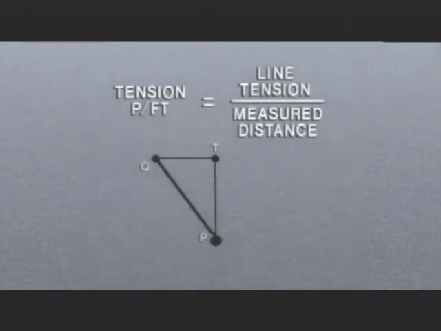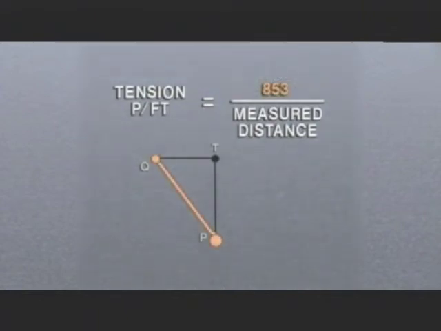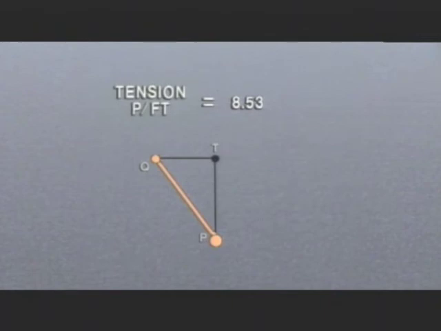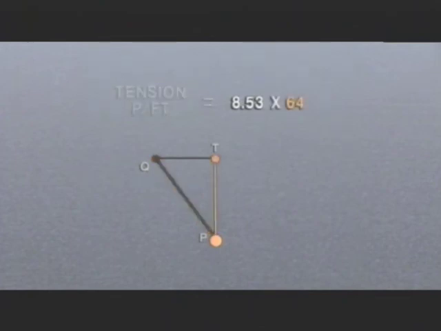The tension per foot of line PQ can be found by dividing the line tension of line PQ, which is 853 pounds, by the measured distance of 100 feet. 853 divided by 100 equals 8.53. So there is 8.53 pounds per foot of tension on line PQ. Next, the line tension per foot, which is 8.53 pounds, is multiplied by the distance of the bisect line, PT, which is 64 feet. 8.53 times 64 equals 546 when rounded off.